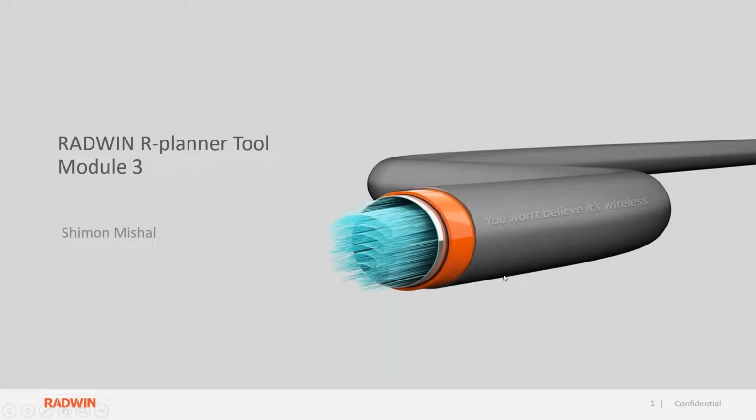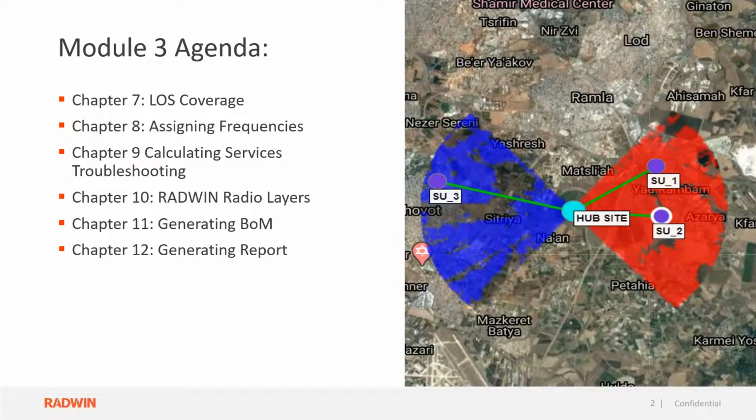So I will start now to discuss the RADWIN tool, and we will discuss line of sight coverage, assigning frequency, calculating services and troubleshooting, RADWIN radio layers, generating the BOM, and generating the report.